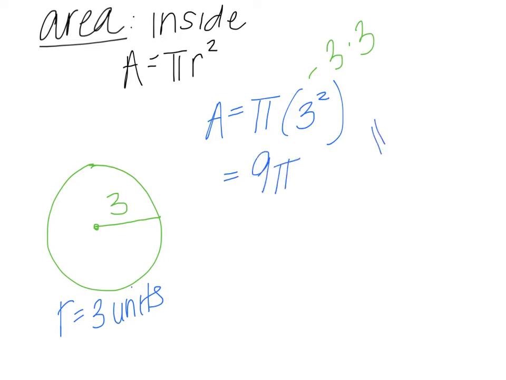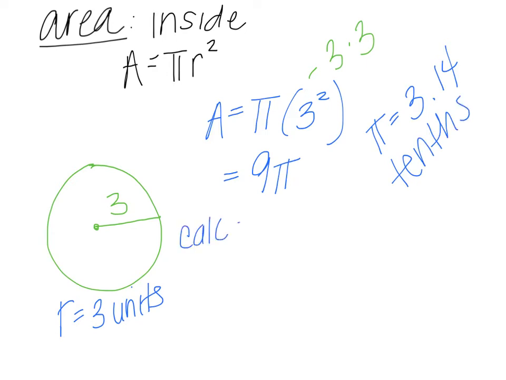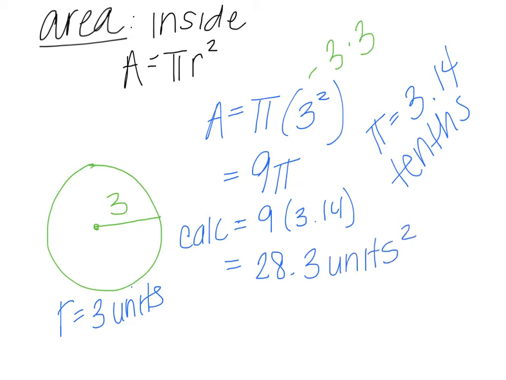Remember, for any time we see pi, we're going to use 3.14, and let's round to the nearest tenths again. So in my calculator, I'm going to do 9 times 3.14, and I'm going to round to the nearest tenth. So it ends up being 28.3, and then I need to include units squared.